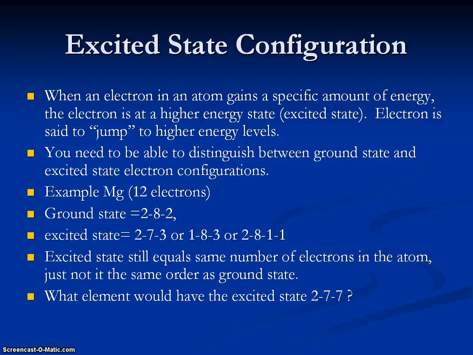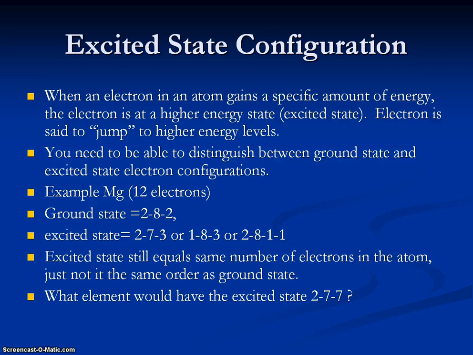All right, you need to be able to distinguish between ground state and excited state electron configurations. Okay, this is the whole point. They asked a lot of questions on this. So, for example, magnesium. Atomic number is 12, so you have 12 electrons. All right, so the ground state, look it up. If you don't know it, it's 2-8-2. 2 in the first, 8 in the second, 2 in the third. See how they add up to 12?